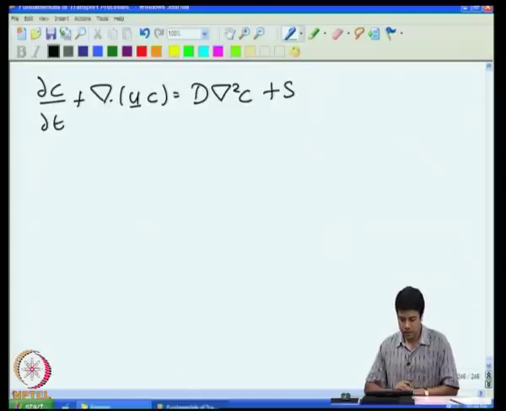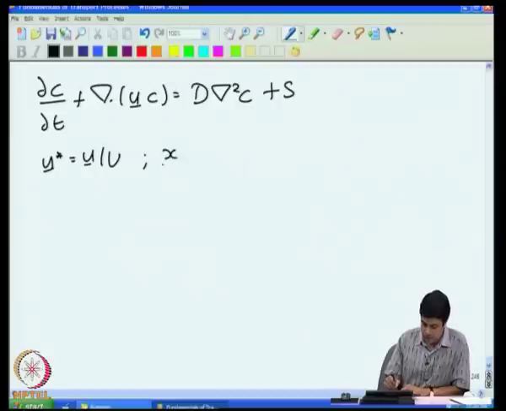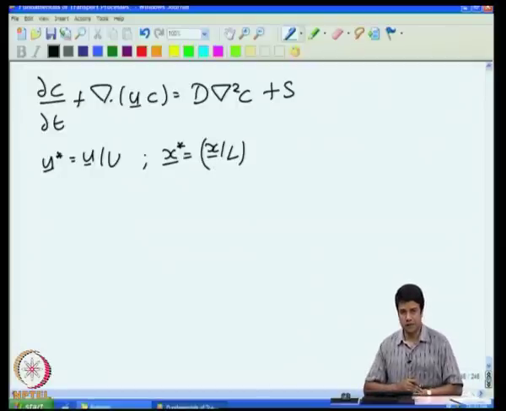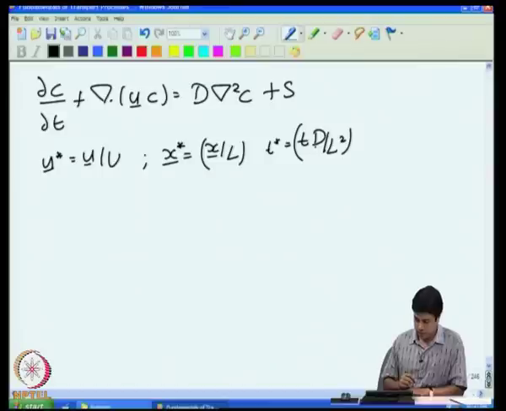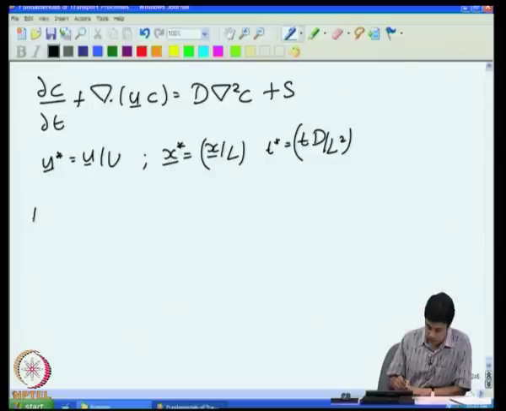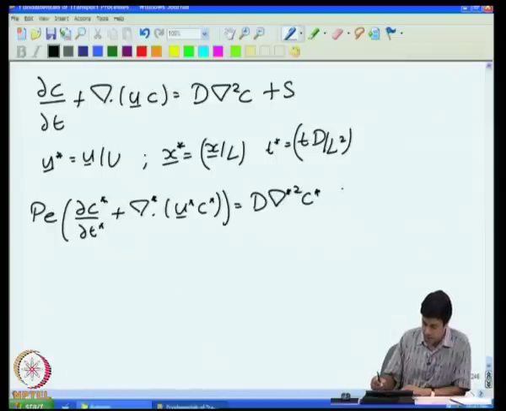And I showed you that if you scale the velocity as u by capital U and all distance x by some characteristic distance L, the radius of a particle if a particle is immersed within the flow, or the pipe diameter if this flows through a pipe, the time scale becomes t is equal to t D by L square. In that case, you get a dimensionless equation of the form Pe dc star by dt plus divergence of uc is equal to D del square c plus the source.